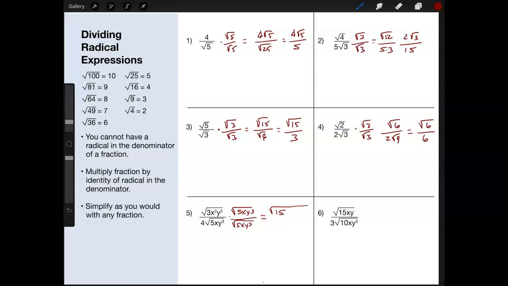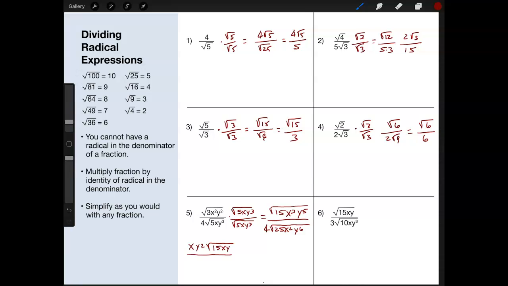X squared times x is x cubed. Y squared times y to the third is y to the fifth. Over 4 multiplied by the square root of 25 x squared y to the sixth. So for the top term, we can pull out one x, and we can pull out 2 y's, y squared, and what we are left with under the radical sign is 15xy.